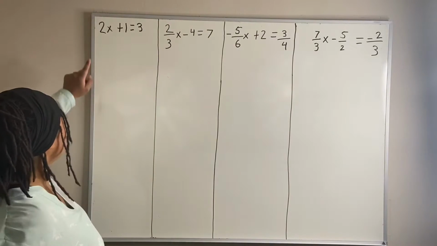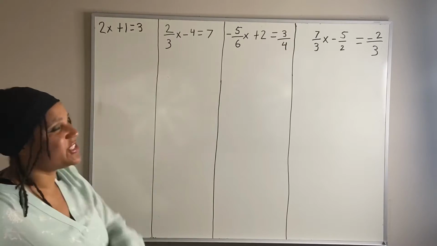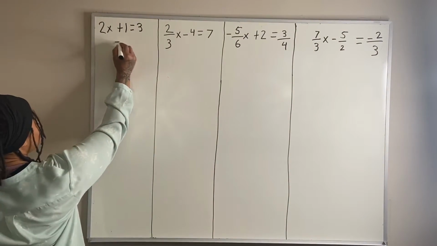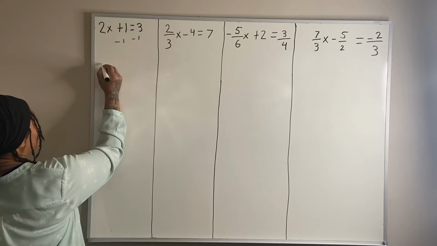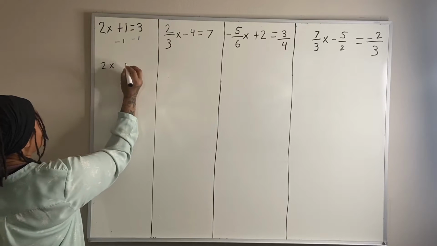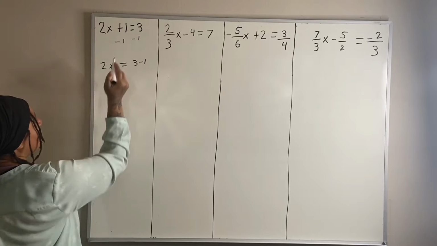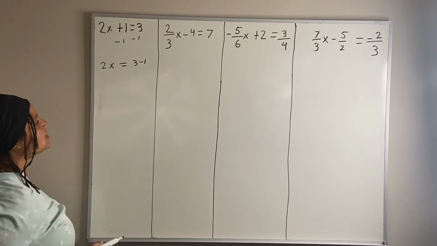learned. So we have 2x plus 1 is equal to 3. We want to isolate x. So what I'm going to do is subtract 1 from both sides and we are left with 2x is equal to 3 minus 1, right? Because 1 minus 1 is just 0.